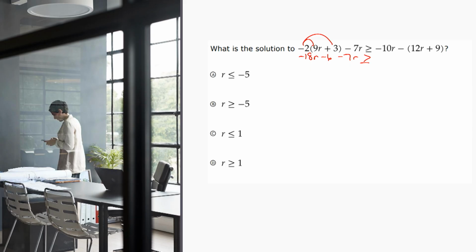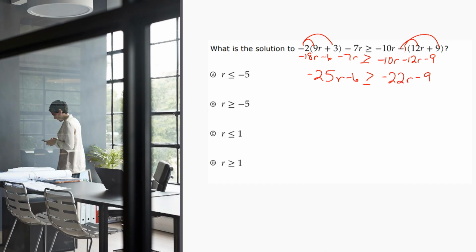Now, Ms. Killen, I see parentheses, but I don't see anything in front of it. You see that subtraction, and there is obviously an understood 1 there. So I'm going to distribute that. -10r, -12r, minus 9. Now let's go ahead and put like terms together. -18 minus 7 is what? -25r minus 6. And then I put my -10r minus -12 would be -22r minus 9.